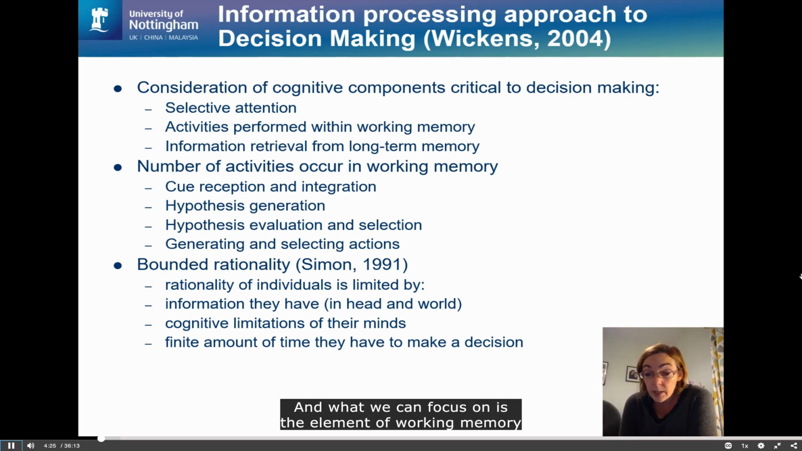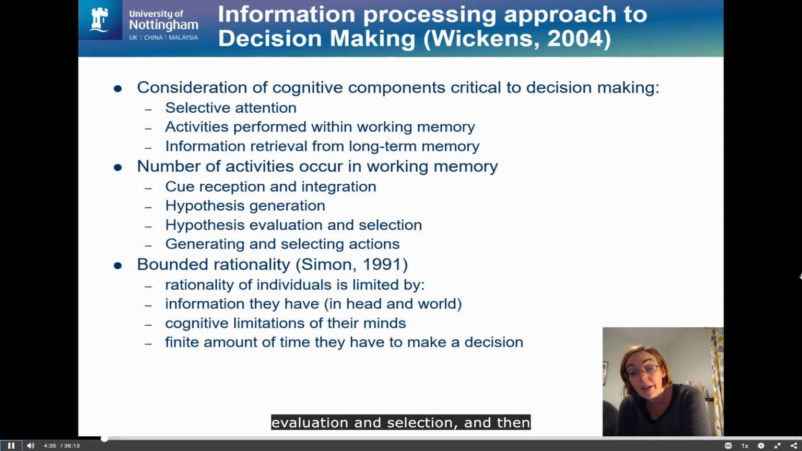And what Wickens focuses on is that element of working memory where we are going through cue reception and integration, as I said before, hypothesis generation, evaluation and selection, and then generating and selecting actions.